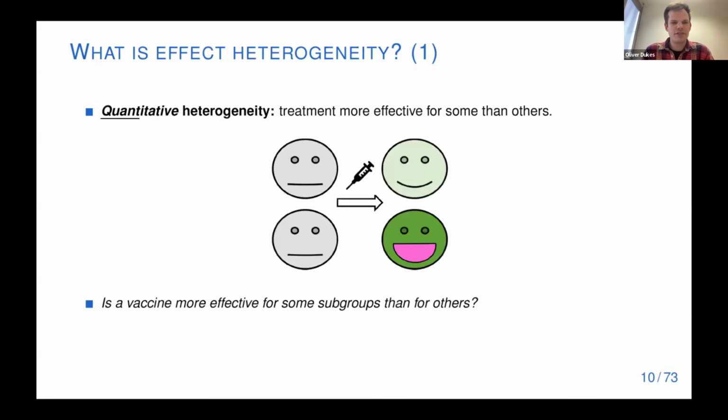So one definition of heterogeneity is quantitative effect heterogeneity, meaning that treatment is more effective for some individuals than others. For example, we have two patients on the slide. The vaccine is working fairly well for this first patient, but you can see for the second patient, it's extremely beneficial. So they are getting much more of a benefit than the first one. In this case, we might say that the vaccine is more effective for some subgroups than for others.